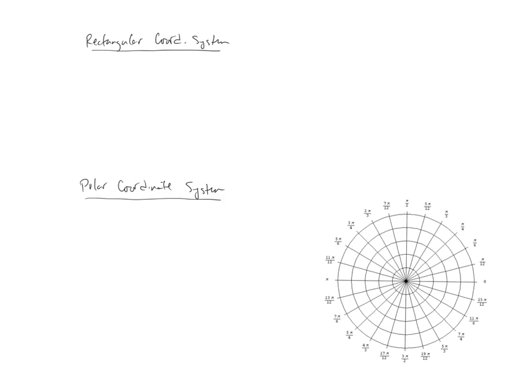All right, so in this video, we're going to talk about the polar coordinate system. Before we start that, let's have a real brief discussion and review on the rectangular coordinate system. So in the rectangular coordinate system, generally speaking, we'll have an x-axis and we'll have a y-axis.